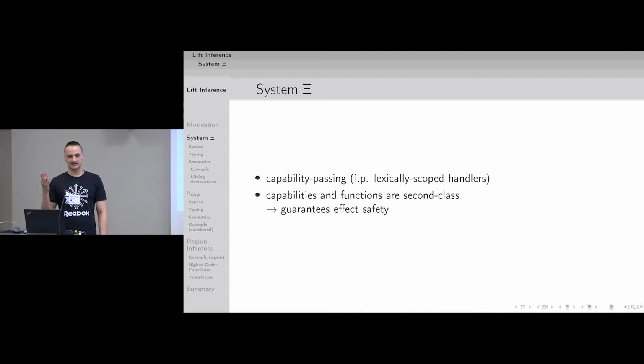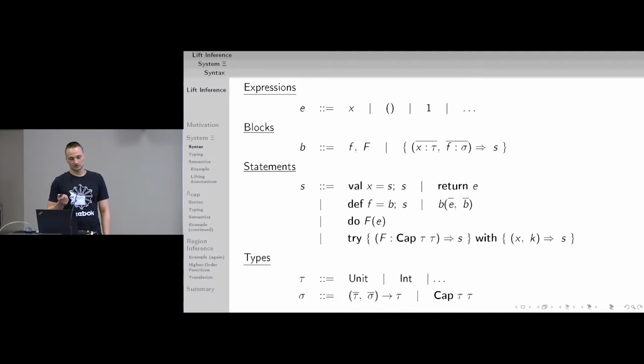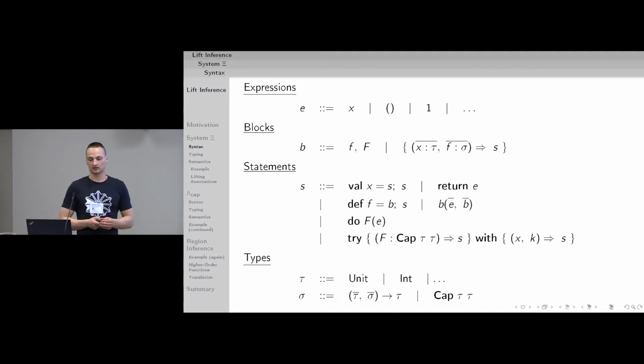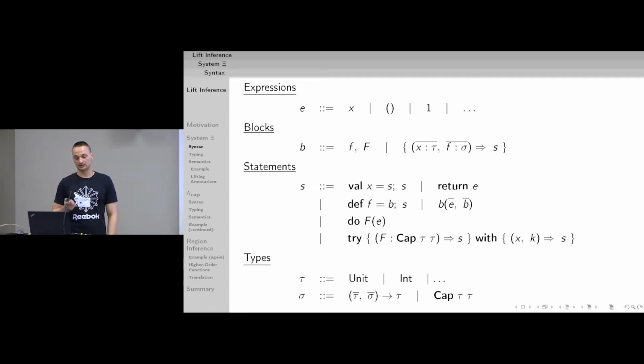System Xi has explicit capability passing, which in particular means it has lexically scoped effect handlers. Capabilities and functions are second class, so they cannot be returned. By this, we have effect safety. So we have a sort of fine-grained call-by-value language. We separate expressions, which are pure, and statements, which are effectful. We also have a separate category for blocks: functions and capabilities are blocks, because they cannot be returned. This is the second-class restriction.